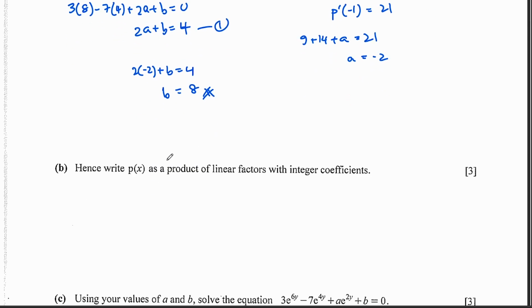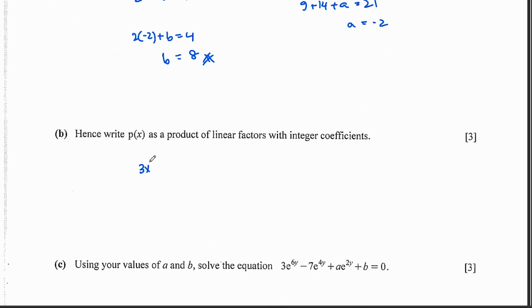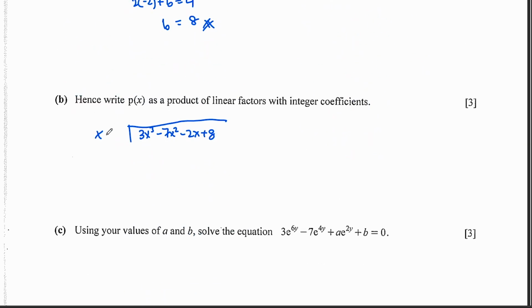Hence, write p(x) as a product of linear factors with integer coefficients. So right, let's just rewrite the equation. To factorize this, I'm going to use the long division method. You may use any method that you like. And we know that x minus 2 is a factor already, so I'm going to use that as a starting point.